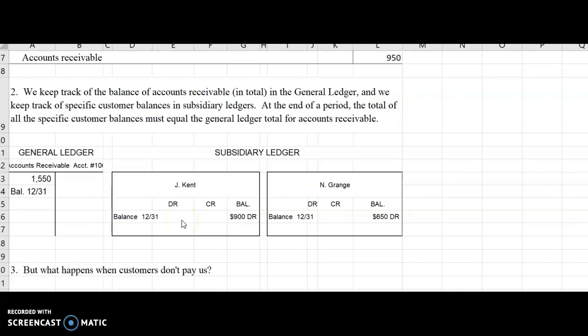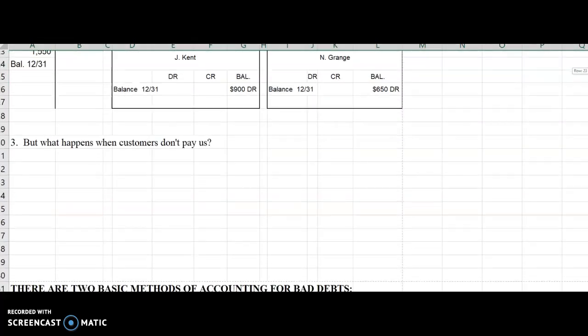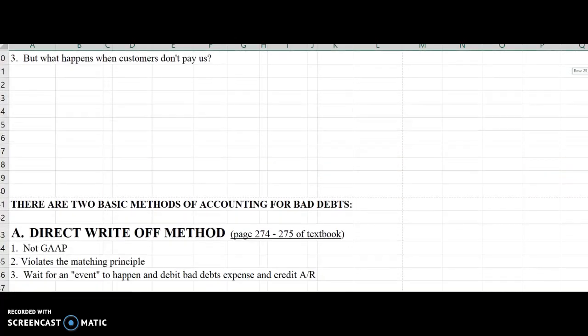When we left off in our last video, we asked ourselves, what happens when customers don't pay us? What's the accounting for that? Well, as shown in Chapter 7, there are two methods to account for bad debts. When a customer does not pay us, it's considered a bad debt. The first method, talked about on pages 274 and 275 of your textbook, is the direct write-off method.